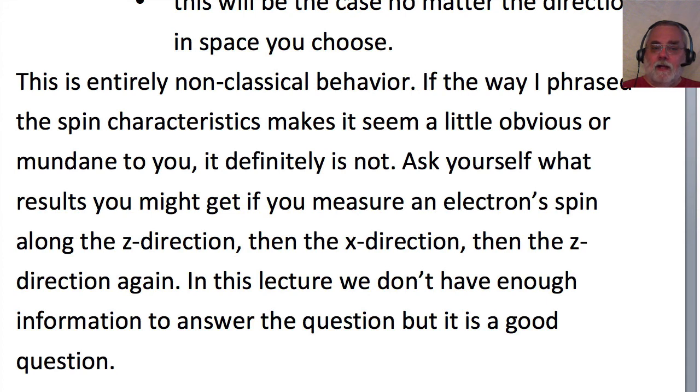If the way I phrase the spin characteristics makes it seem a little obvious or mundane to you, it definitely is not. Ask yourself what results you might get if you measure an electron's spin along the z direction, then you remeasure along the x direction, and then you remeasure along the z direction. In this lecture, we don't have enough information to answer the question, but it's a good question.